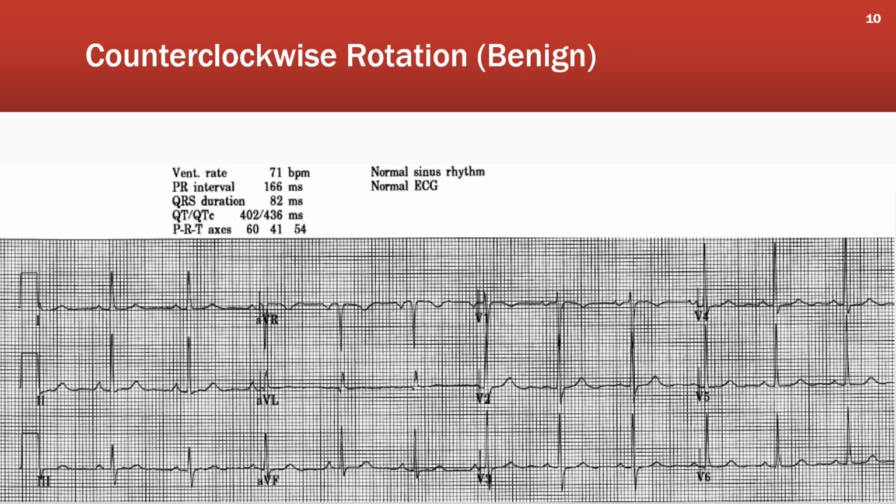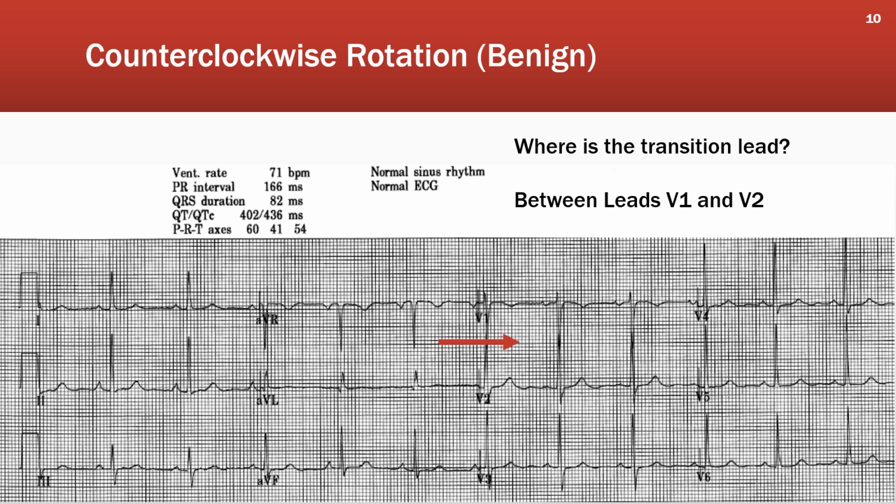Here we have a counterclockwise rotation. This is not infrequent, and it's usually a benign finding. Okay, so where is the transition lead on this ECG? Well, if we look in lead V1, we see a primarily negative QRS complex. But when we look in lead V2, we see a primarily positive QRS complex. So that tells us that the transition point is somewhere in between leads V1 and V2.